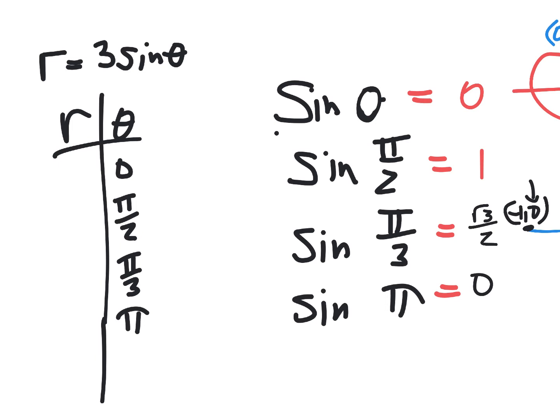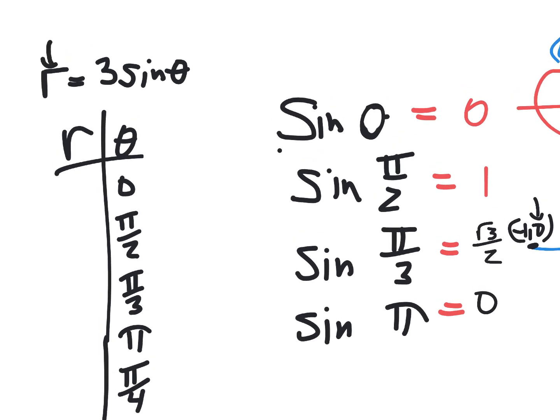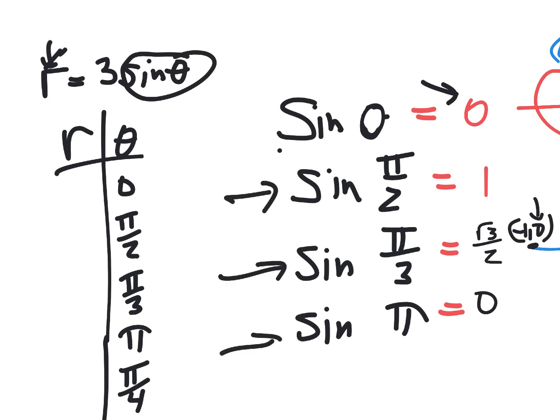Okay, so would you please finish this then? And we're just going to throw in one more. I'd like you to do pi over 4. So you're trying to figure out from this equation, what will r be when you put in those different angles? We already got the answers for sine of theta over here. I'll pause for a second.